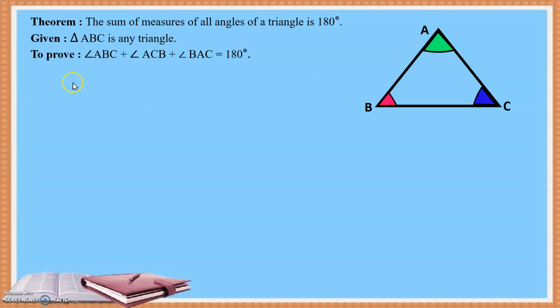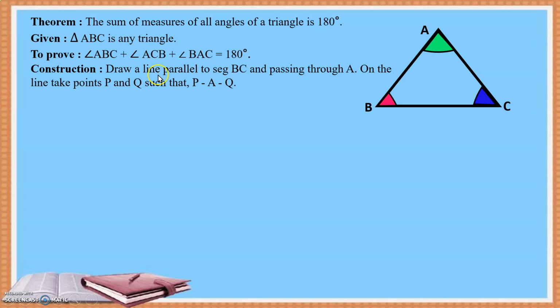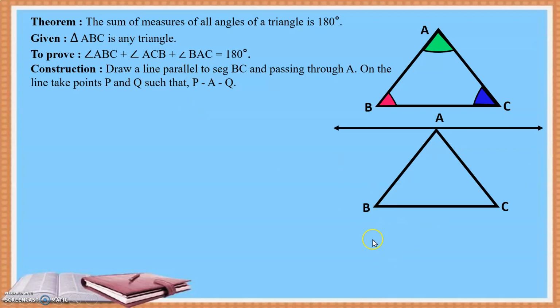Now, in order to prove this, we will have to make a construction. Draw a line parallel to segment BC and passing through A. On the line take points P and Q such that P-A-Q. So let's have the figure once again. This is the triangle ABC. Now we have to draw a line parallel to BC. So let's have the line parallel to BC. And on this line you have to take points P and Q such that P-A-Q. So let's start writing the proof now.